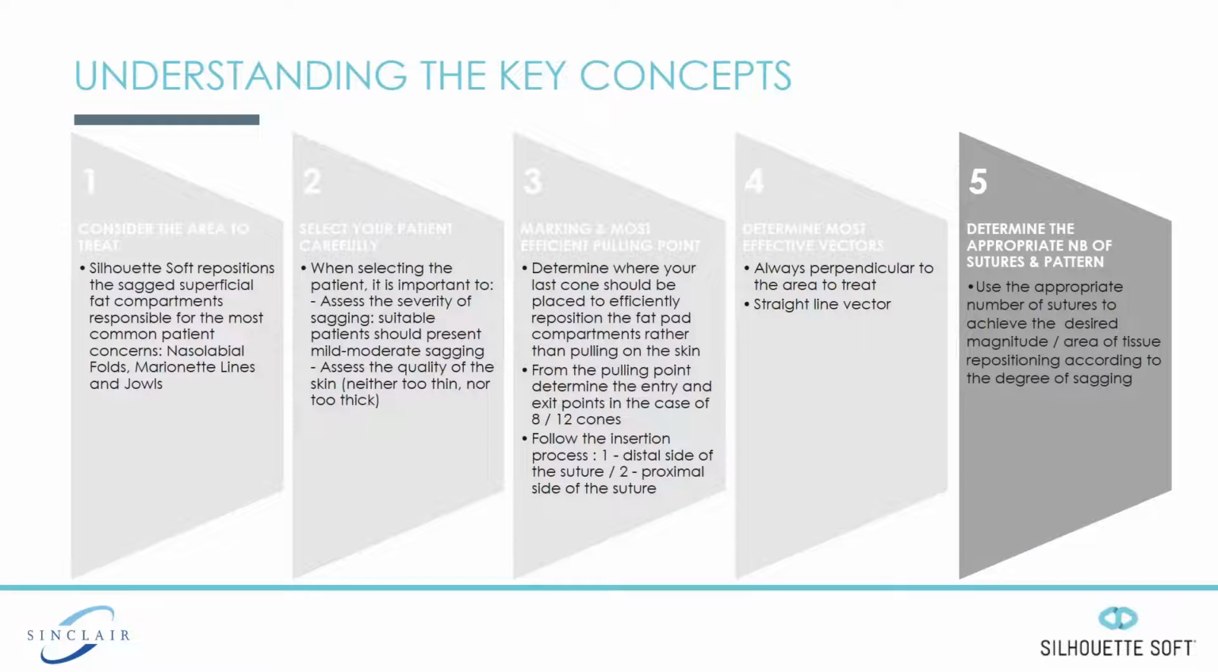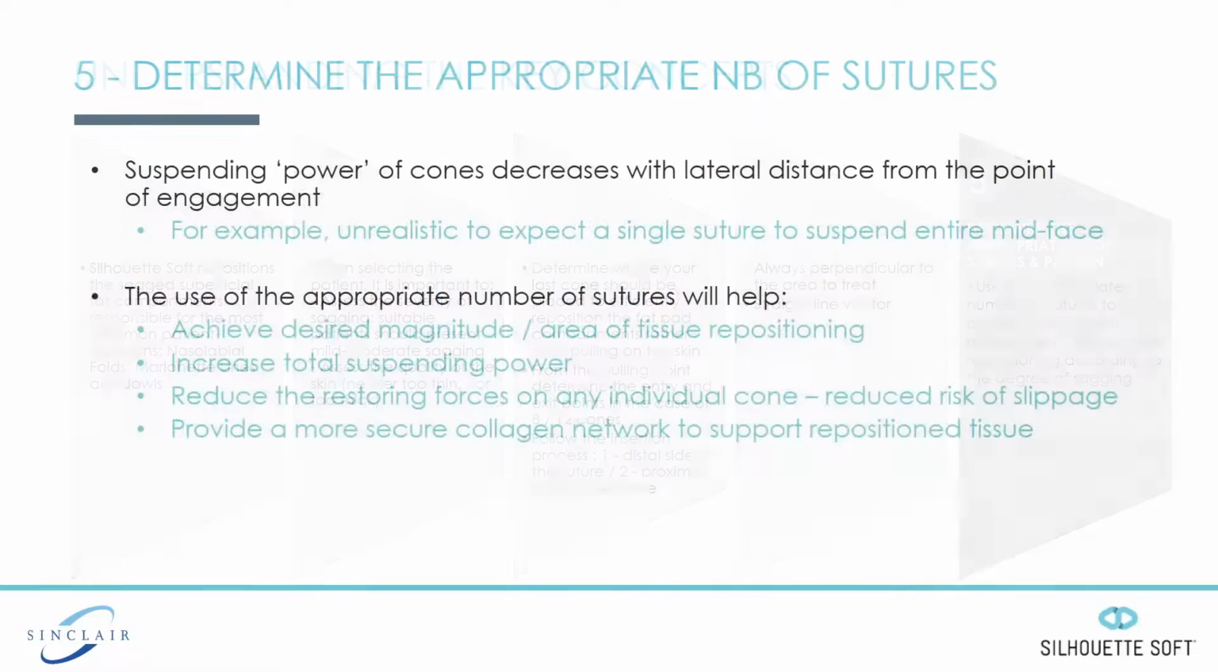Finally, let us consider the number of sutures and the appropriate pattern to use. Determining the number of sutures is key to obtaining the desired amount of repositioned tissue. It is unrealistic to expect that a single suture with 4 cones will suspend the entire midface area. So, we need to assess the degree of severity of sagging and consider the suspending power of each suture versus the area we want to reposition.